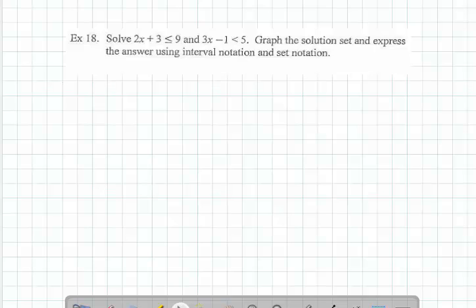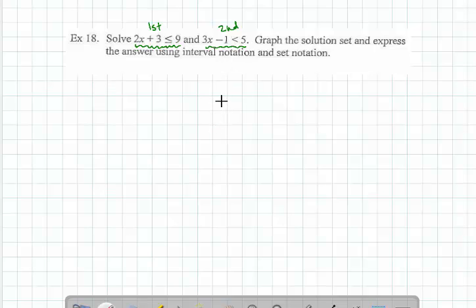Okay, so we'll work this one out. 18, we're not given the simplified versions of the inequalities. We're required to do a little bit of effort to figure out what numbers are in our interval. So we're given two inequalities. Here's the first one, 2x plus 3 less than or equal to 9. That's our first one, and then we have a second one, 3x minus 1 less than 5.